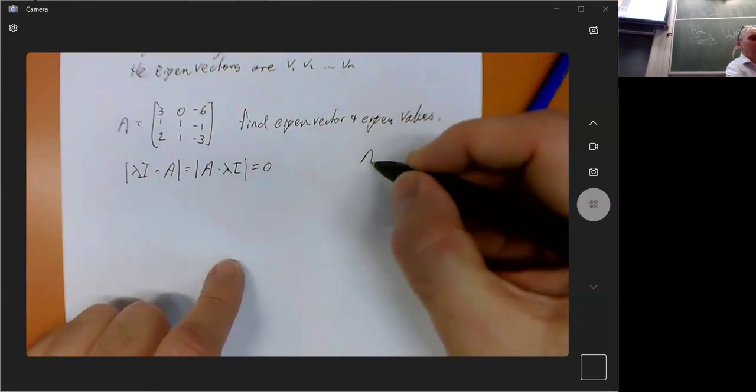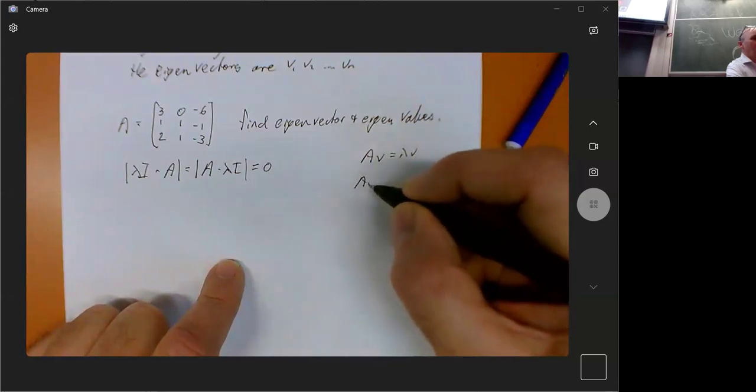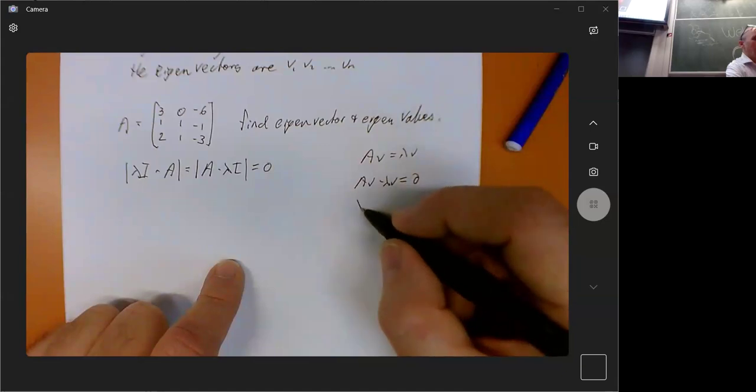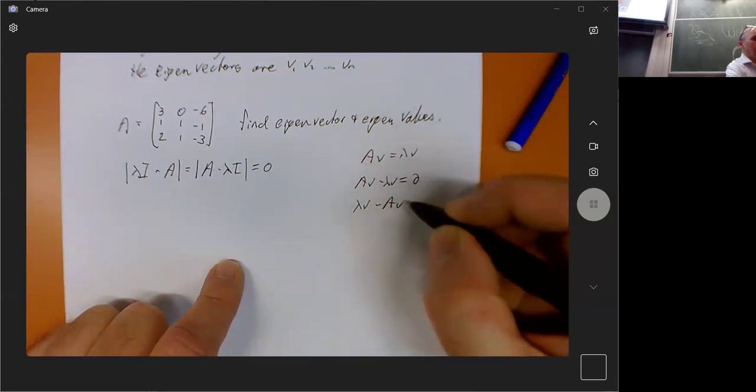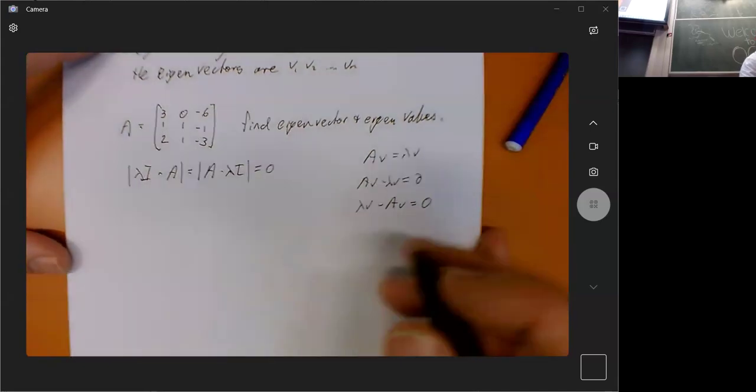Because we started with AV is equal to lambda V, and so one is doing AV minus lambda V is equal to 0, and the other one is doing lambda V minus AV is equal to 0. They're the same thing, people. So you will get the same eigenvalues and you will get the same eigenvectors. The only difference is the characteristic equation will be the negative of the other one, it will be of minus lambda rather than lambda. Okay, so it doesn't matter.